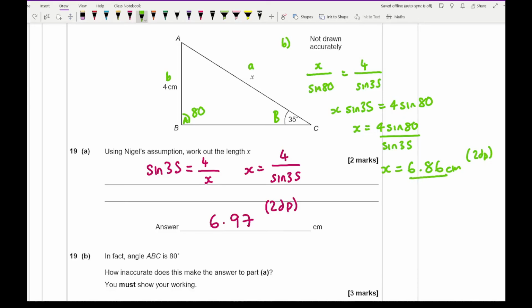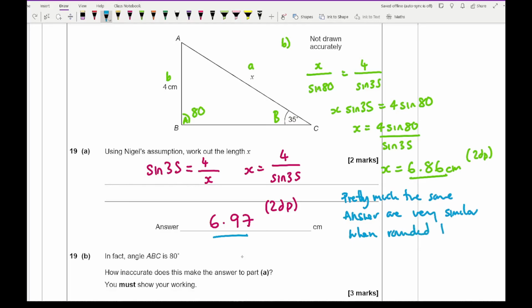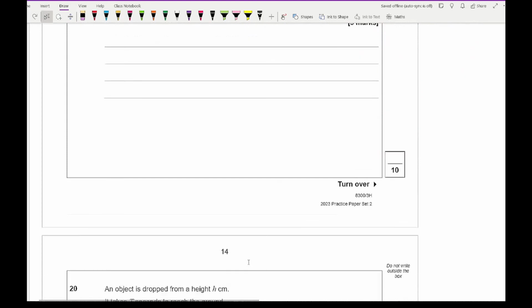It then asks me to comment on how accurate it's going to be. So I'm comparing this number here to my answer in part A, and you can say that basically they are pretty much the same, or if you want to go more mathematical, you could say they're similar. So the answers are very similar when rounded to, let's say, no decimal places or 1 decimal place. They would both only be a difference of 1. So I would say it's pretty accurate. So something along those lines would have been absolutely fine for that 1 mark for commenting.